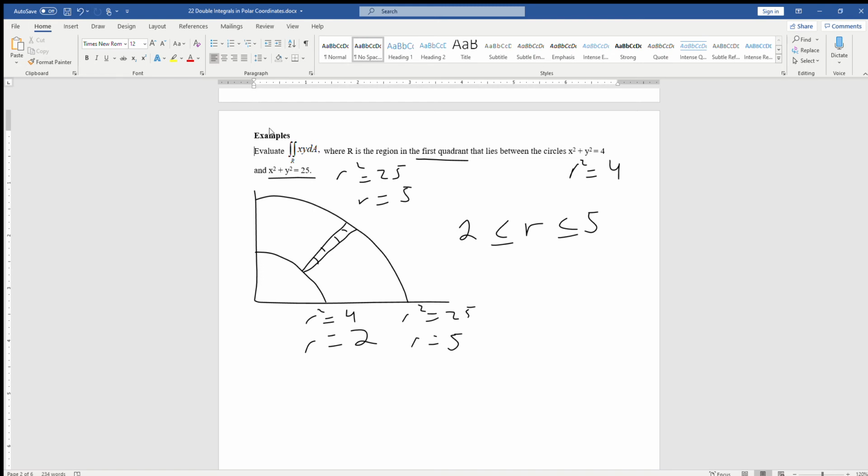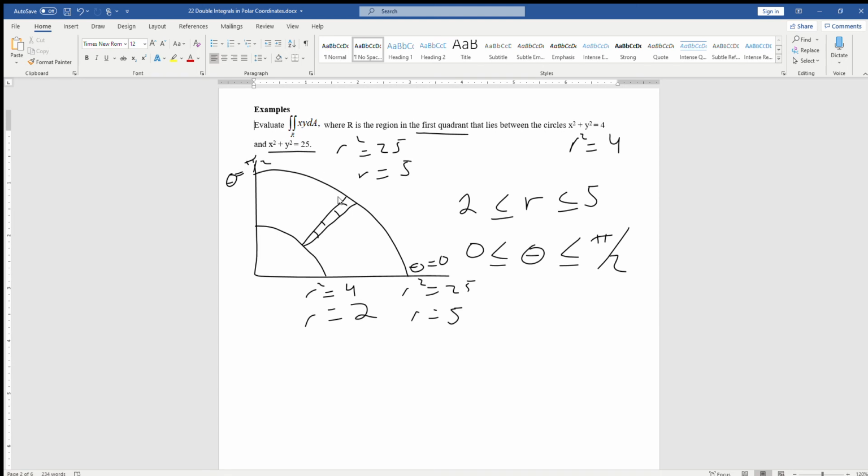The next thing we need to figure out is what theta is. Well, theta in quadrant 1 is 0 to 90 degrees. So if this is 0 degrees, then theta is 0, and then up here, theta is pi halves. So now we can set the double integral up very nicely.